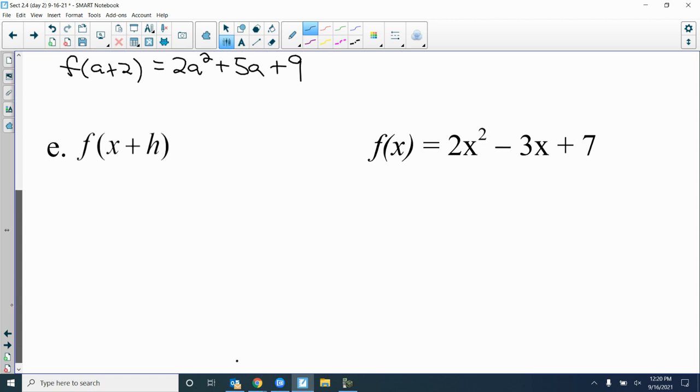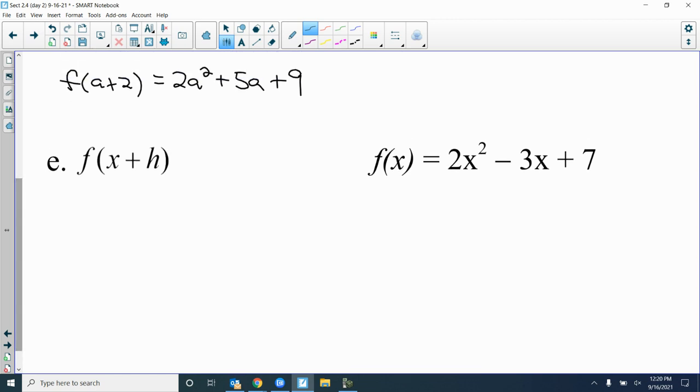All right, last one we're going to do here together. F of x plus h. Same idea, wherever there's an x, replace it with the quantity x plus h. So f of x plus h equals 2 times the quantity x plus h squared minus 3 times x plus h plus 7. All right, we got to FOIL that.